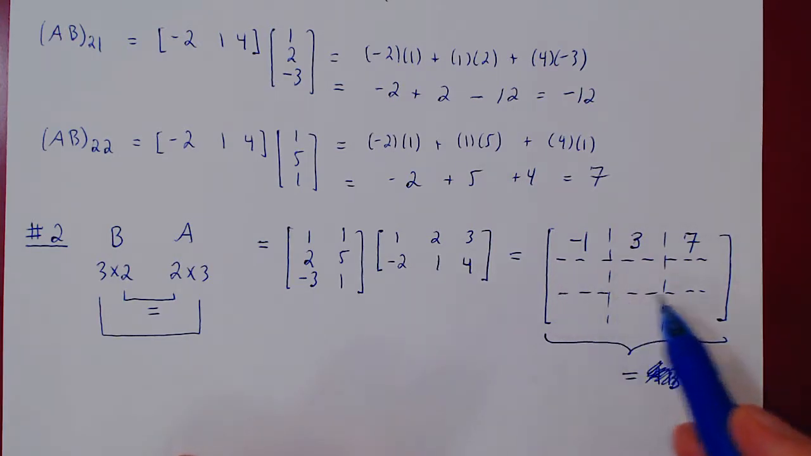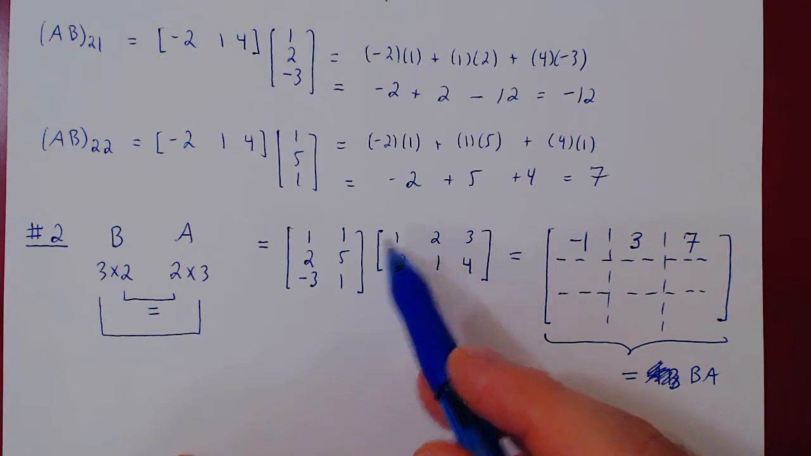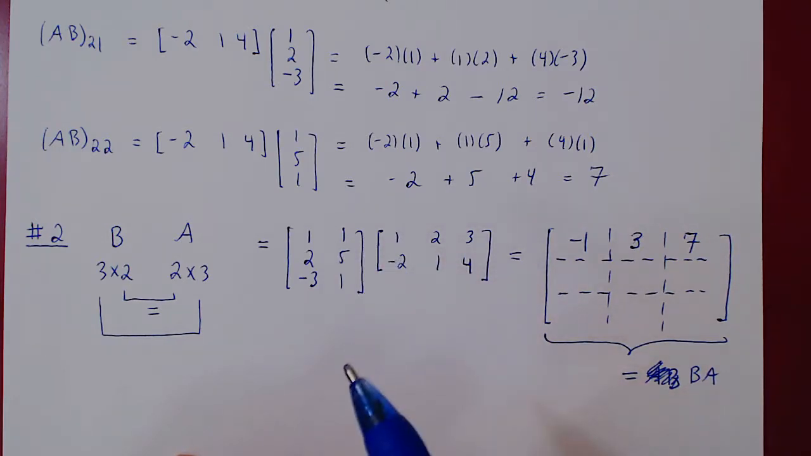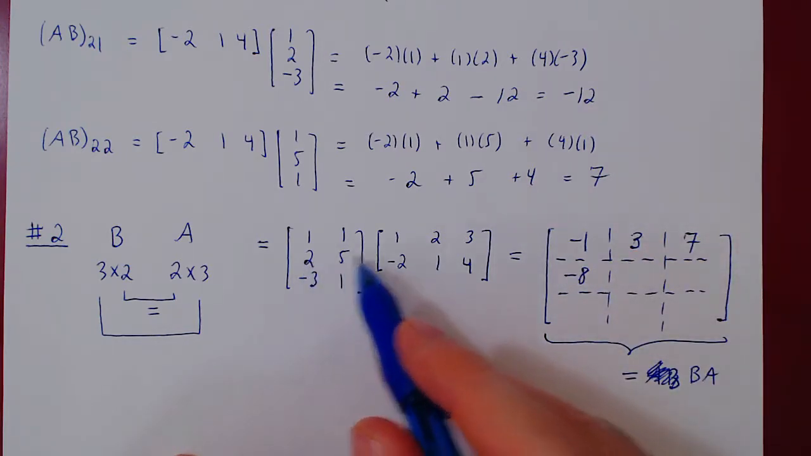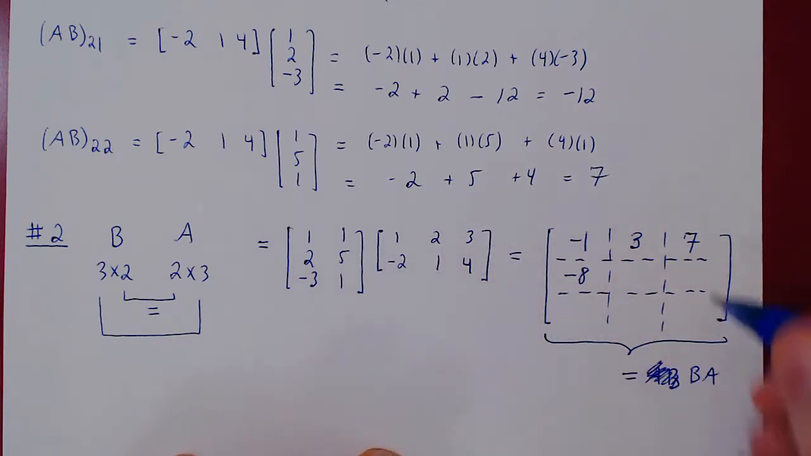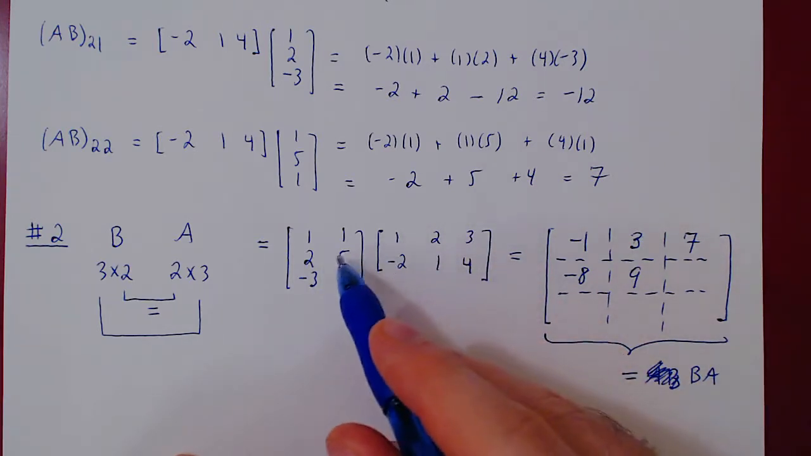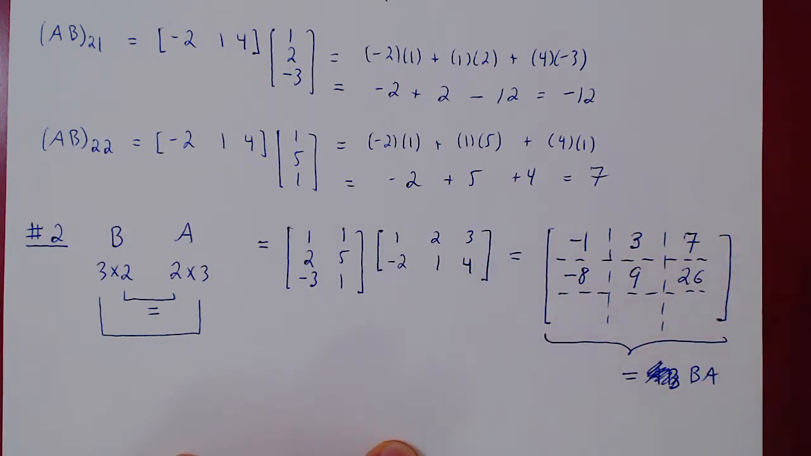Well, to construct its second row, we will now fix the second row of B. So 2 times 1, 2, plus 5 times negative 2, negative 10, 2 minus 10, negative 8. Let's keep going. 2 times 2, 4, plus 5 times 1, 5, 4 plus 5, 9. And finally, 2 times 3, 6, plus 5 times 4, 20. 6 plus 20, 26. And we now have the second row of BA.